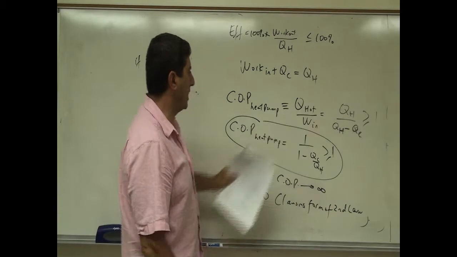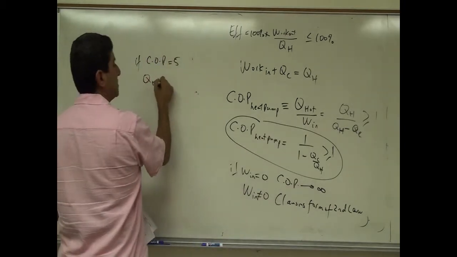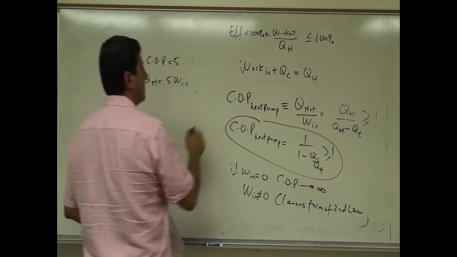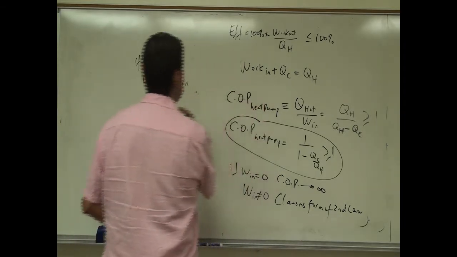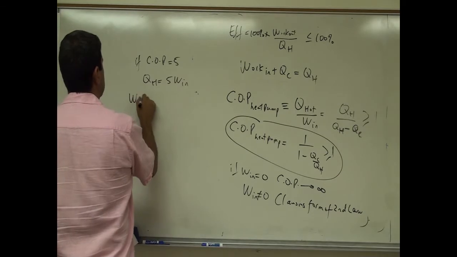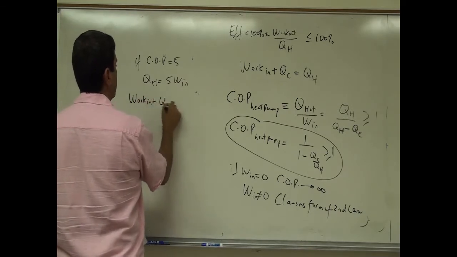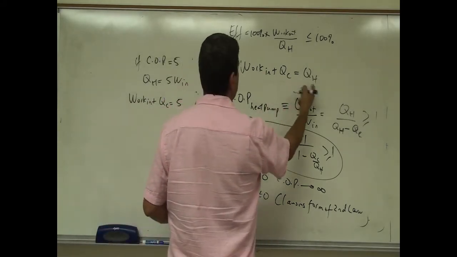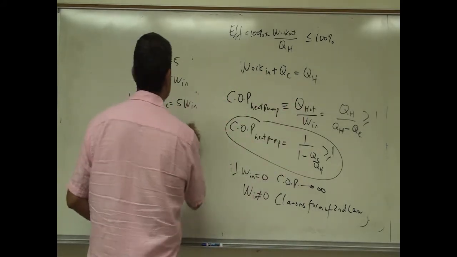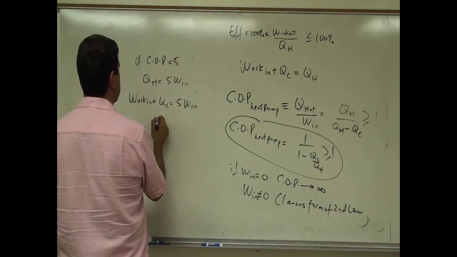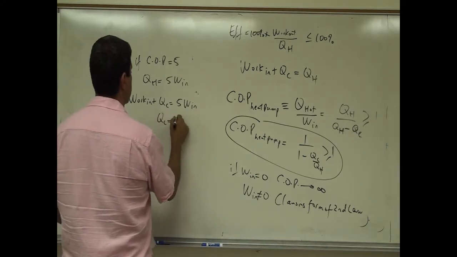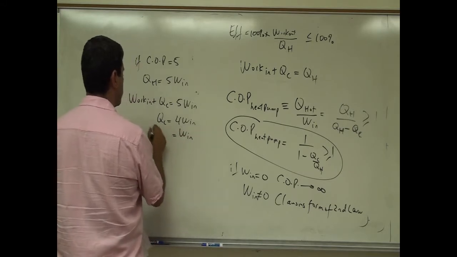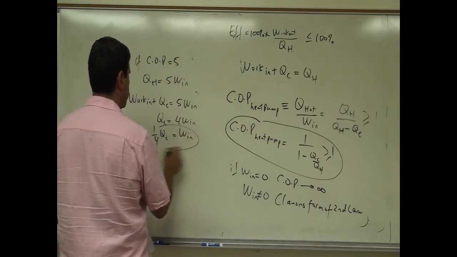That would mean Q hot is equal to 5 times the work in, right? So if that's true, work in plus Q cold is equal to Q hot, which is 5 work in. And then we get Q cold is equal to 4 work in, and then work in is equal to a quarter Q cold.